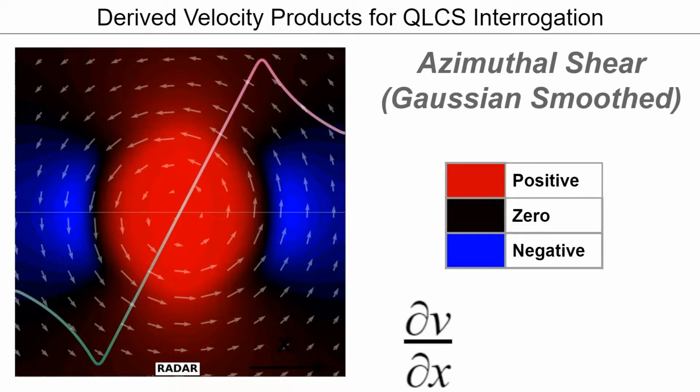So what does this look like? If we now plot the azimuthal shear with that theoretical curve, positive in this case is red, negative is blue, and 0 is black. The things I want you to notice are, first of all, not surprisingly, the azimuthal shear is maximized at the circulation center. But more interesting and less intuitive is that positive AzShear is flanked on both sides by less strong negative azimuthal shear.